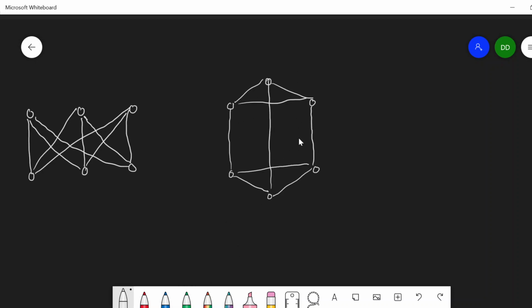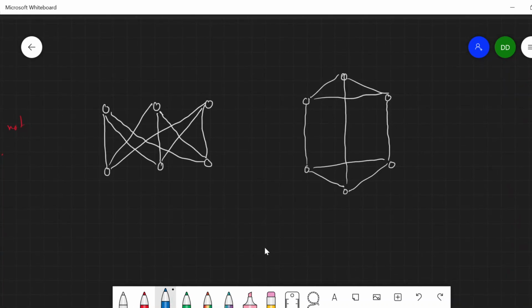This is what's called a prism, and this is what's called a complete bipartite graph. So I just want to see, are these two graphs the same? Is there any way I can rearrange the vertices here and make it look like this? Can I find an isomorphism from one graph to the other?